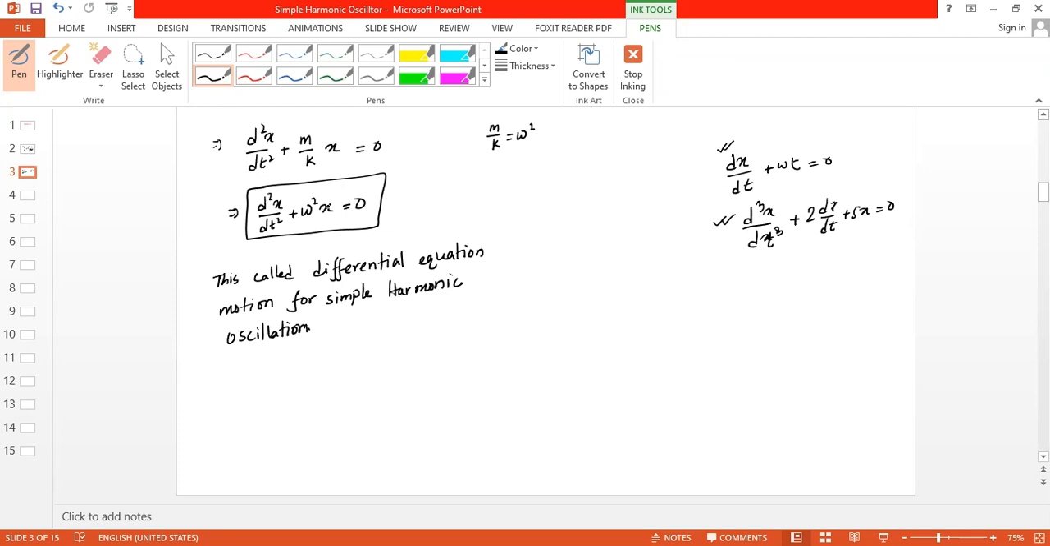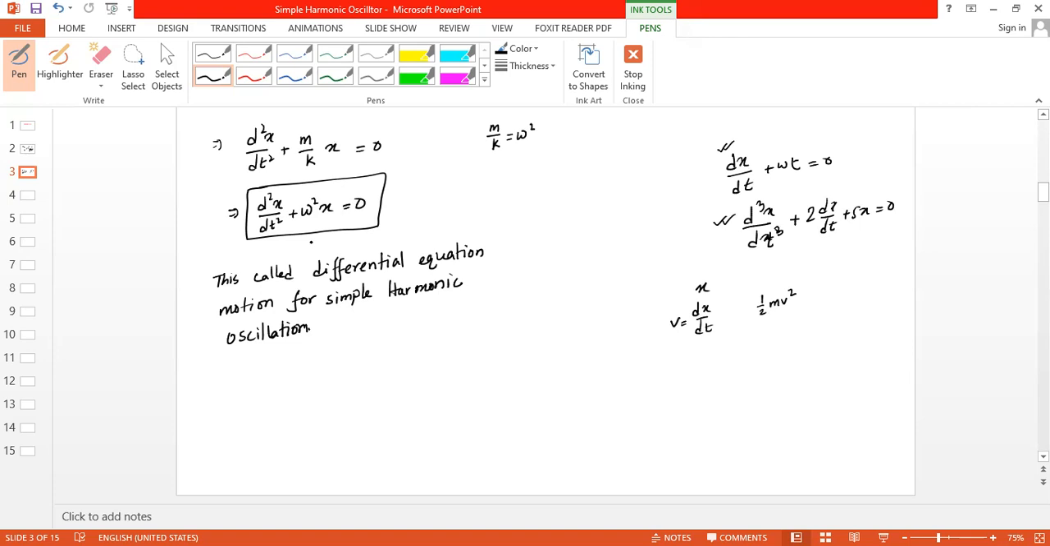This is called a second order differential equation. And what is the importance of this equation? The importance of this equation is that if we solve it, it will give us the value of x, the displacement. Solving it will give us x, and then if we differentiate this x, this will give us the velocity, right? And then 1/2 times mass times velocity squared will give us the kinetic energy.